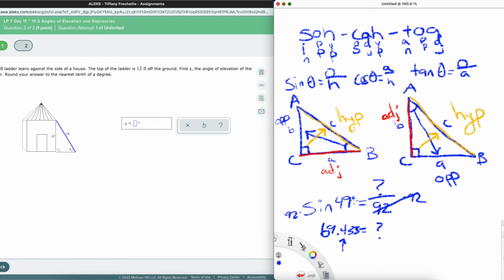Okay, so we're going to do this guy again. So we have a 14-foot ladder that leans against the side of the house. The top of the ladder is 12 feet off the ground. So we can see that here. They're giving us a height this time. Find X, the angle of elevation of the ladder. Round your answer to the nearest tenth of a degree.